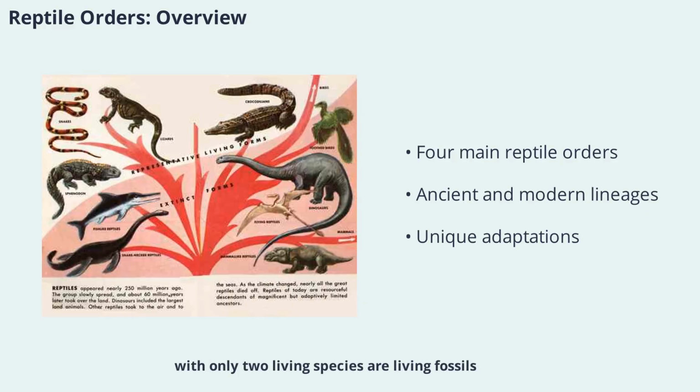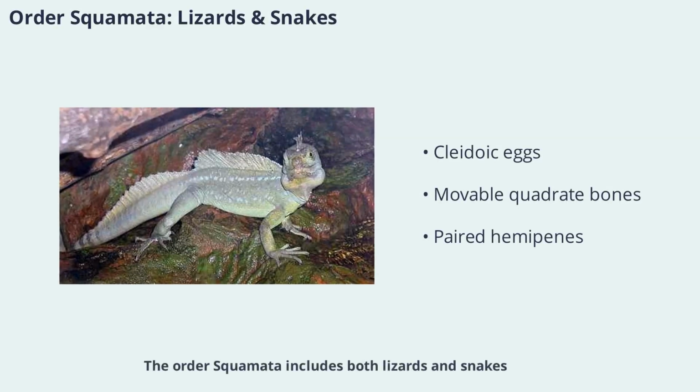Tuataras, with only 2 living species, are living fossils. This diversity reflects the resilience and adaptability of reptiles through millions of years of change. Order Squamata includes both lizards and snakes, united by several key features. These reptiles lay cleidoic eggs, are ectothermic, and have skin covered in horny scales or shields. One of their most distinctive traits is the presence of movable quadrate bones, allowing the upper jaw to move relative to the braincase. Males possess paired copulatory organs called hemipenes.